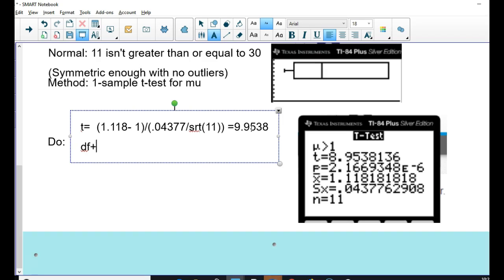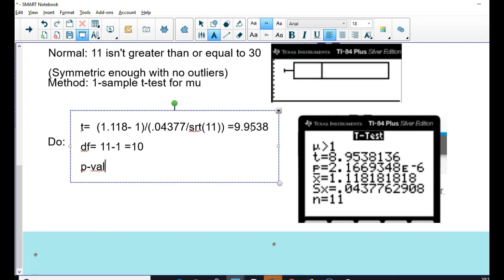Next, we have our degrees of freedom, which is not on our calculator. That's worth 1 point, so 5 points now total. 11 minus 1, which is equal to 10. And then finally our p-value.